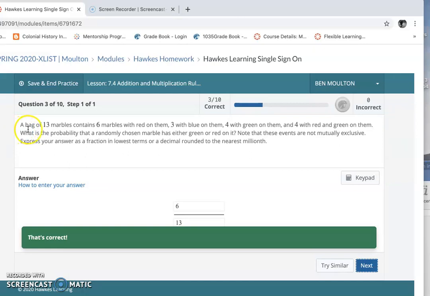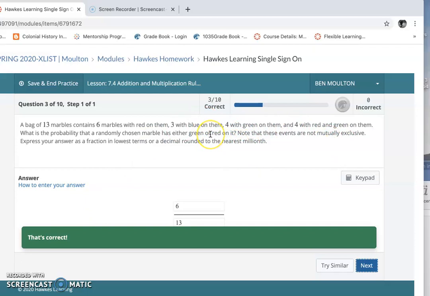Next up, we have a bag of 13 marbles containing 6 marbles with red on them, 3 with blue, 4 with green, and 4 with red and green on them. What's the probability that a randomly chosen marble has either green or red on it? And then note that it's not mutually exclusive, express the usual.